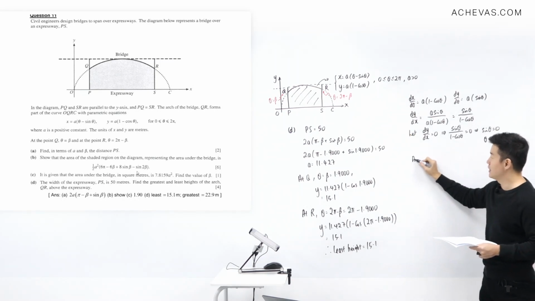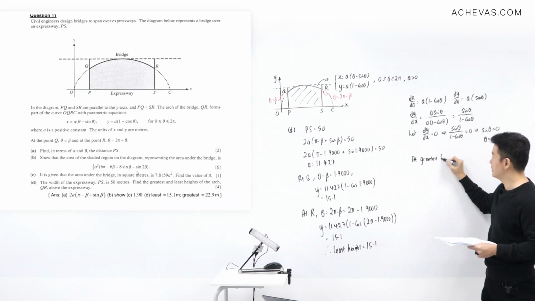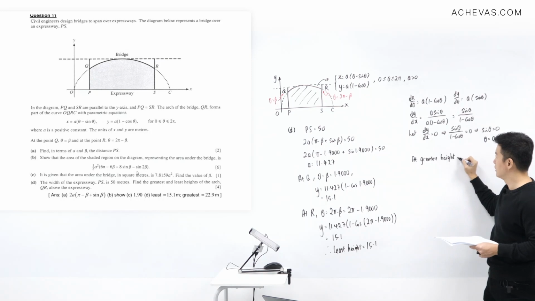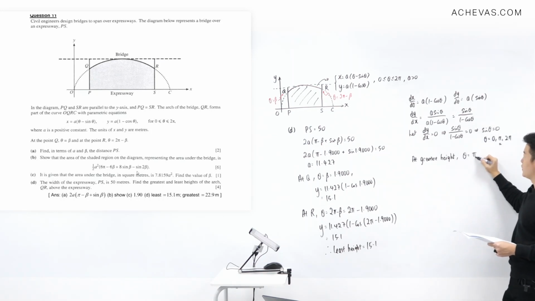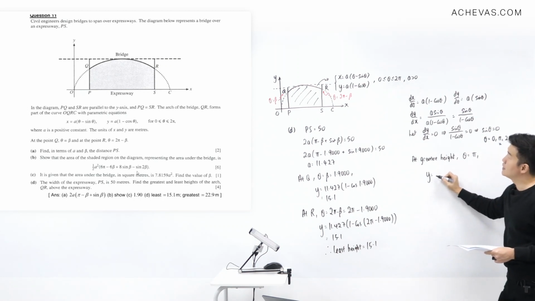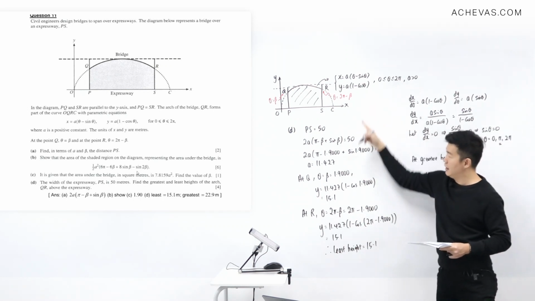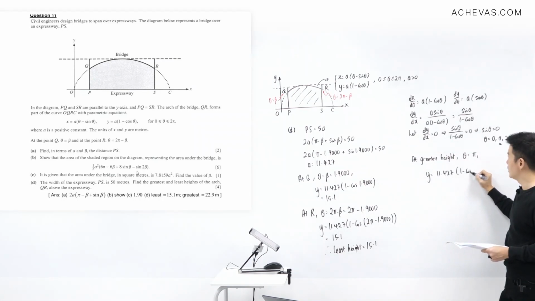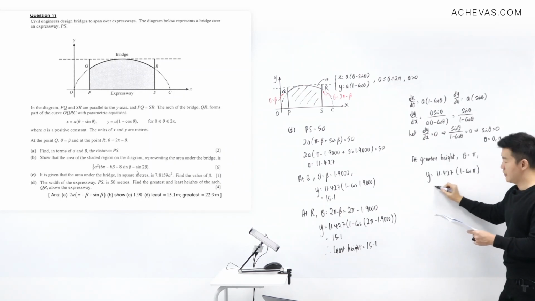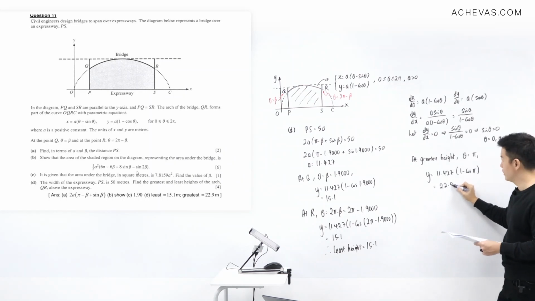So at the greatest height, we know from our deduction that theta must be equal to pi. So y is equal to a. Let's not forget, a is equal to 11.427. Then 1 minus cosine of pi. And this gives me 22.9.